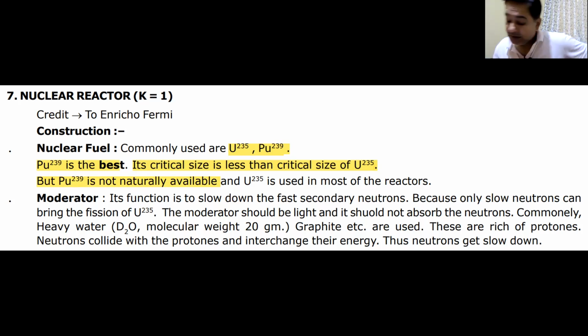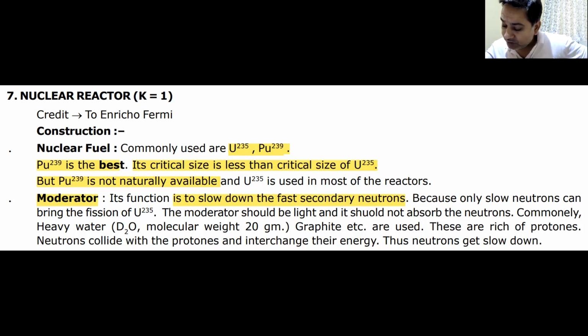Moderator. You just have to understand the function. There can be a question based on the function. What is the use of the moderator and which moderator is used? The function of the moderator is to slow down the fast neutrons. As I told you, 93% of the energy is in the form of kinetic energy. These neutrons are going to be very fast. You have to slow them down. And how to slow them down? By using a moderator.